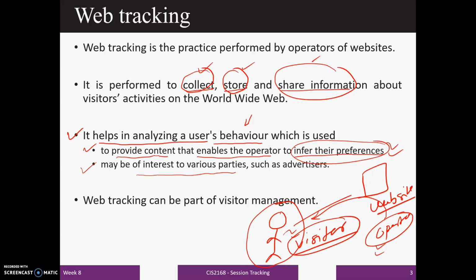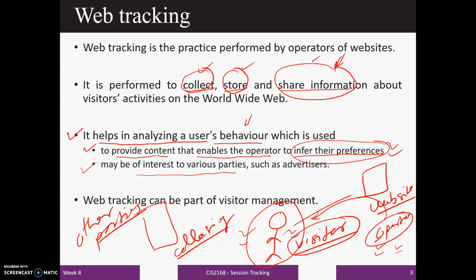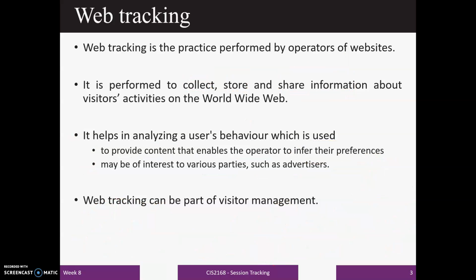The second thing the operator can do is collect all this information, like what this visitor or user is performing, and then after collecting the information, the operator can share it with other parties such as advertisers, so that other parties will use the information about the behavior of this visitor and accordingly provide details of their product for growing their business. This is what the operator can do.